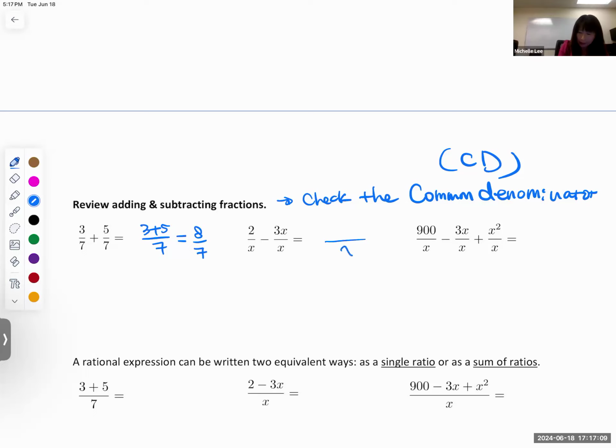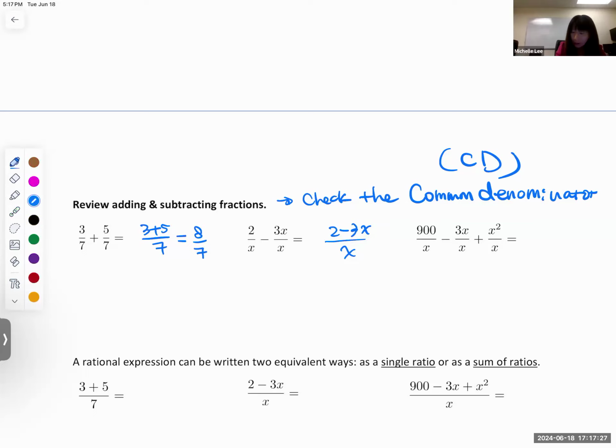Common denominator is x, and 2 minus x, 3x, right? Okay, we cannot do anything, right? Yeah, we cannot subtract because they're not like terms, right? How about the third one?